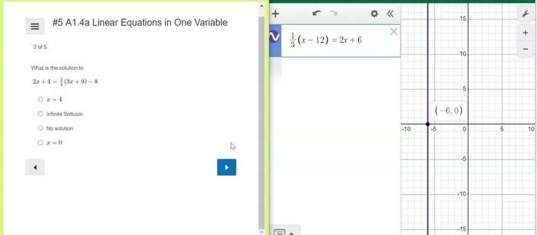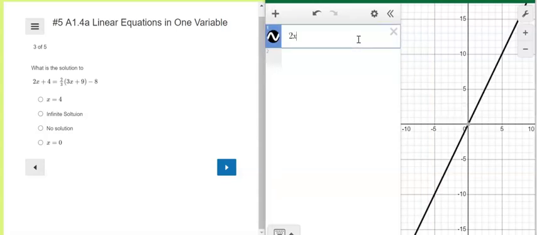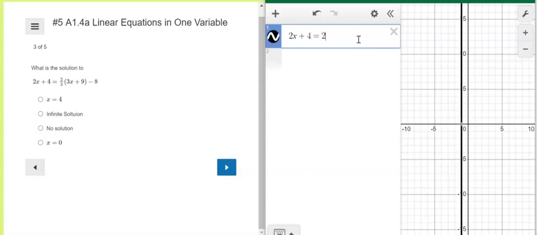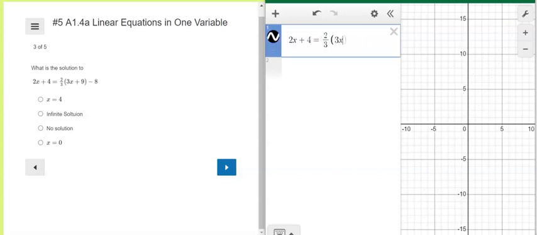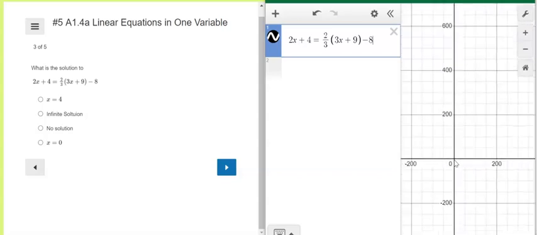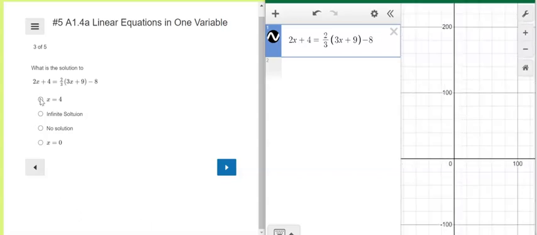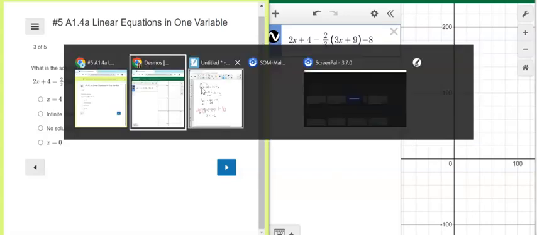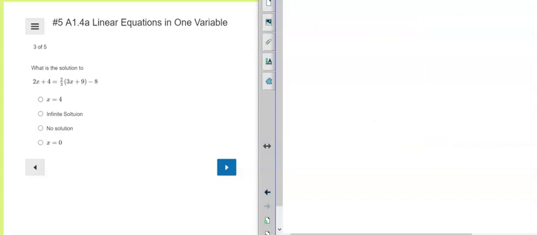Alright, let's go backwards on this. Let's plug this in and see what we get, since I did 2 of them by hand first. When I plug this in, where's my vertical line? That means it's neither of these, because then I would have a line going through 4 or a line going through 0. So it has to be infinite or no solution. I'll show you how to find it by hand, and then I'll show you another way you can do it in Desmos.